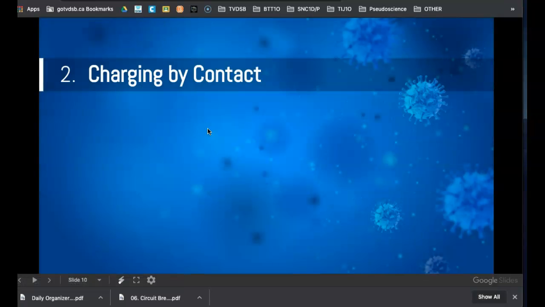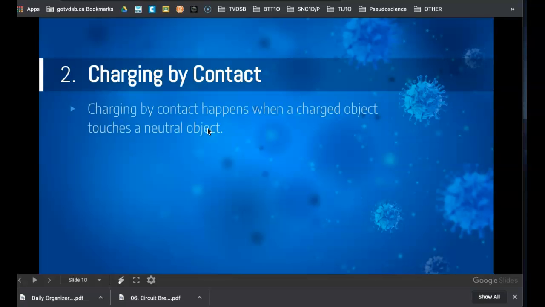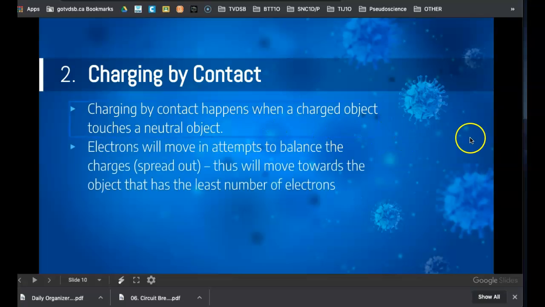Now, the second way we can actually give something a charge is through contact. In order for that to happen, we have to have a charged object touch a neutral object. Now, what will happen when we do that is the electrons will actually move to spread out as much as they possibly can. So if I take a charged object and touch a neutral object, the electrons in the charged object can then spread into the neutral object if the charged object was negative, or if the charged object was positive, electrons would move from the neutral object into the positive.